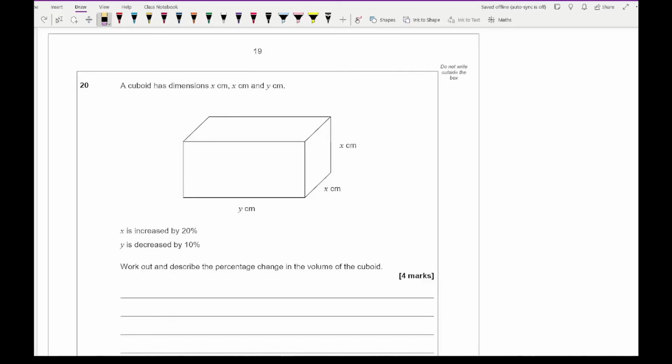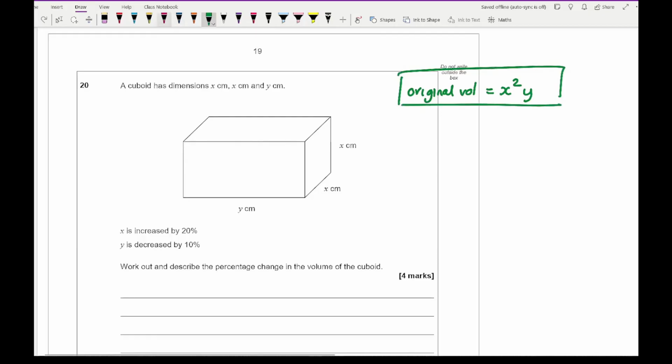So moving on to question 20, it says the cuboid has dimensions of x centimeters and y centimeters. It says x is increased by 20%, y is decreased by 10%. Work out and describe the percentage change in the volume of the cuboid. So first of all, let's work out what the original volume is. So the original volume is going to be x squared times y. I'm just going to put a little box around that.